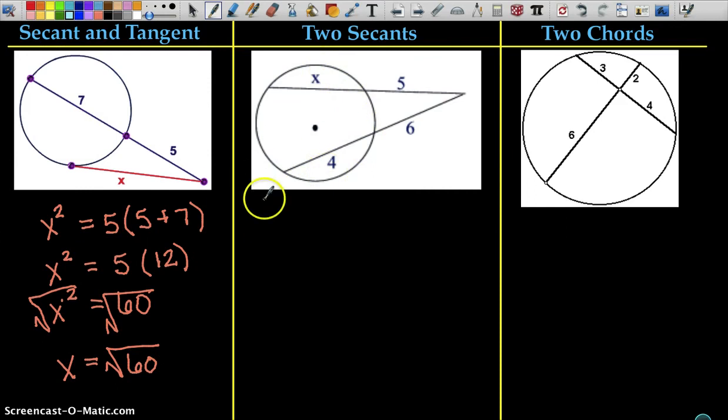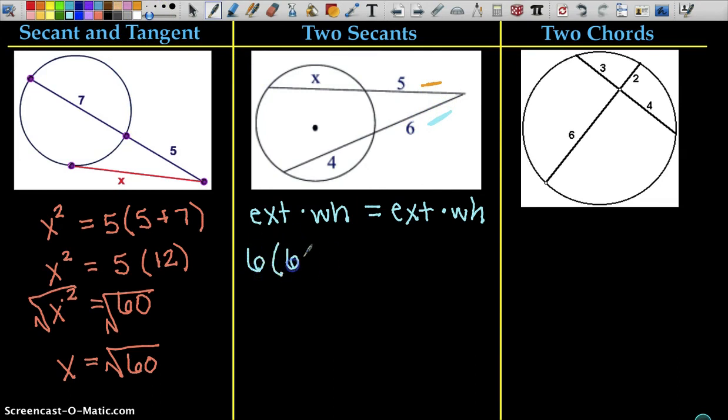Two secants, remember it's exterior times whole equals exterior times whole. Okay, so exterior for the first one, I'll do this one in this color, and I'll do the top one in that orange color. Alright, so exterior, 6 times the whole thing, which is 6 plus 4, equals exterior of our second one, which is 5, times the length of the whole thing, 5 plus x. This part right here is where you're going to start to get confused or just make mistakes. You'll put 5x instead of 5 plus x. Alright, now we solve it from here and go on and on.